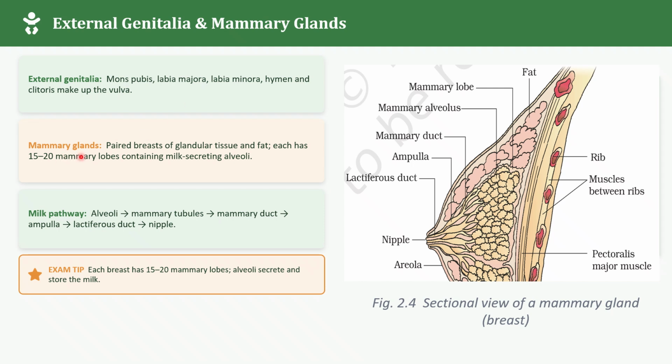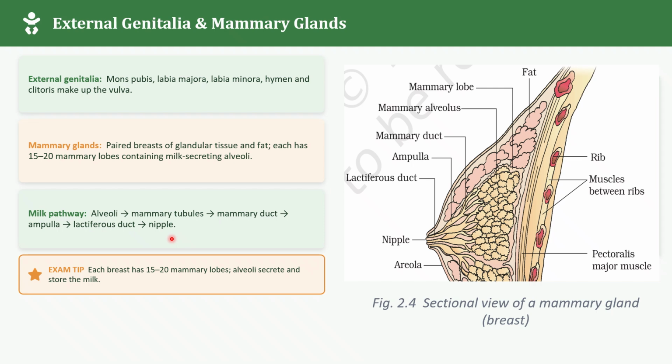Next are the mammary glands, the paired breasts of glandular tissue and fat. Each breast contains 15 to 20 mammary lobes. Each lobe contains alveoli, mammary tubules, mammary duct, ampulla, and then the lactiferous duct and nipple.